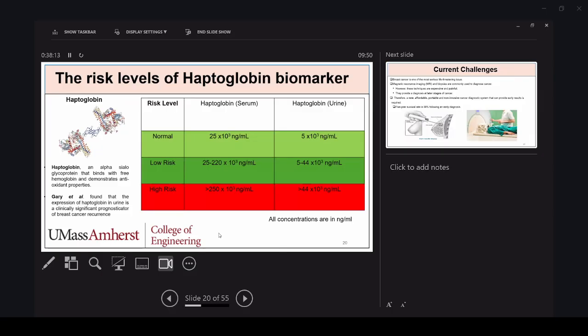So yeah, there is a level, for example, haptoglobin. It is present in both serum and urine. Normally the level of haptoglobin present in serum is 25 × 10^3. However, in urine, 5 × 10^3. Once this level slightly increases, there is a low risk, right? There is a stage associated with stage 1 or 0 or 2. And if it exceeds even more, 250, it is high risk. So we need to know the levels of this biomarker at normal, low risk and high risk.